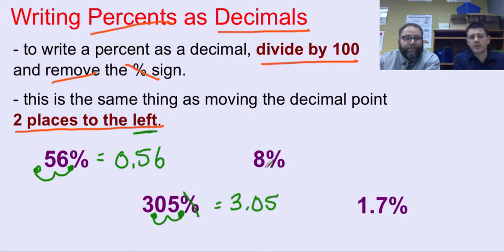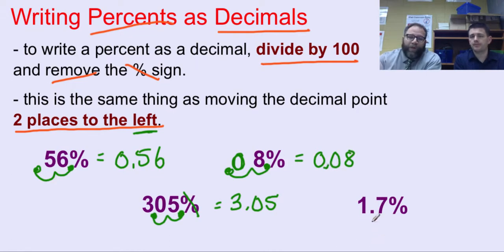Next one, 8%. So it doesn't matter that there's only one digit there. Decimal's still at the end of the number on the far right. Rule is move it 2 places to the left. So I'm going to slide it 1, 2 spots. Think about, what do I fill into that blank spot? Well, I got to kick in an extra 0 to fill in that placeholder. So 8% becomes 0.08.